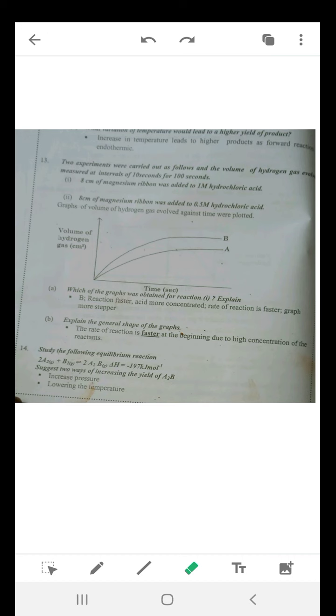Then the first question: which of the graphs was obtained for reaction I? The one with high concentration. Between A and B, what's your answer? I'm saying it's B, because the reaction is faster. So in B the reaction is faster, the one that is at the top.